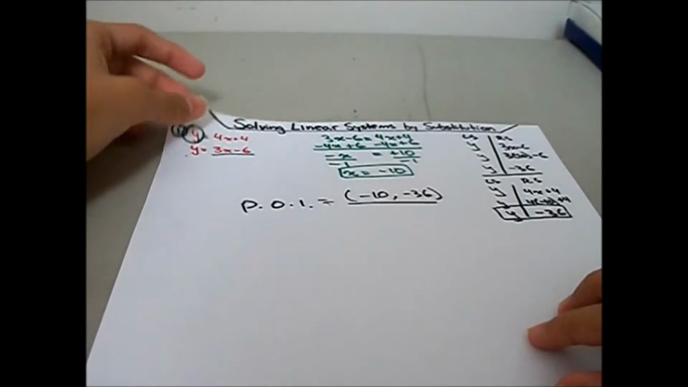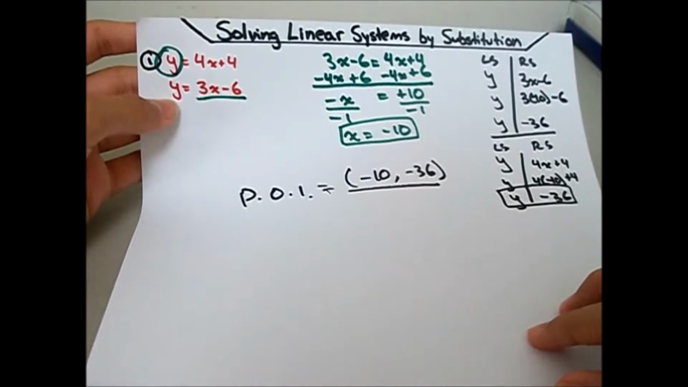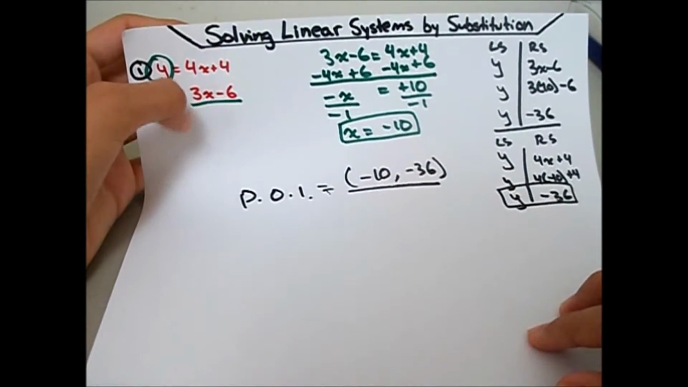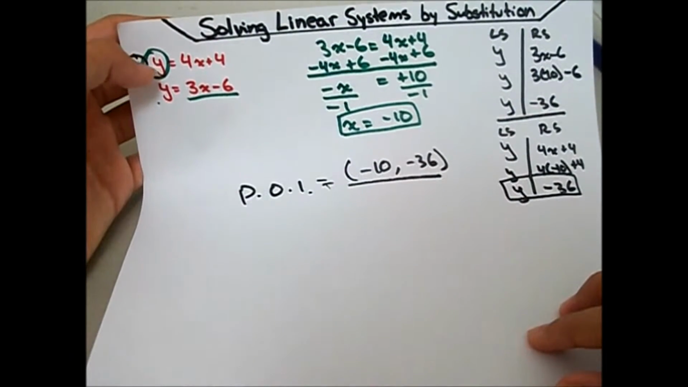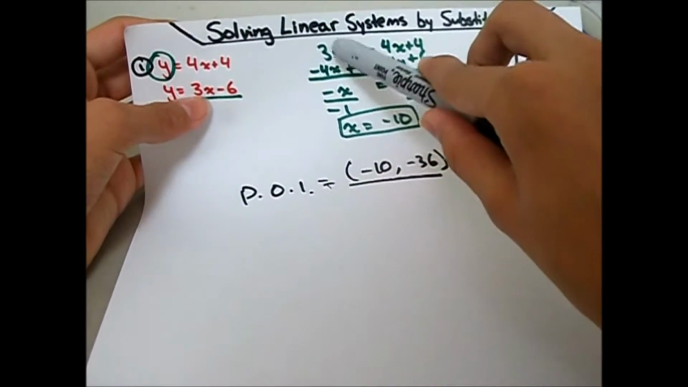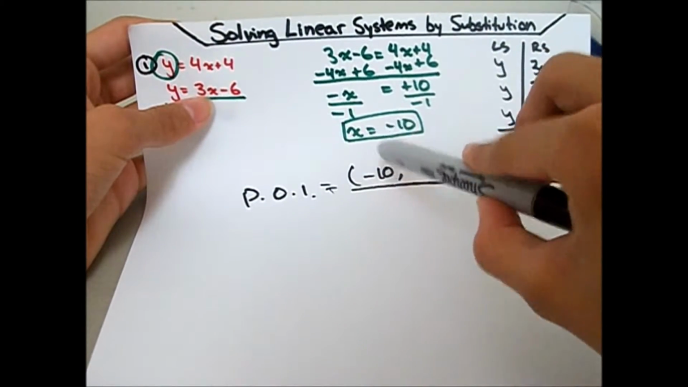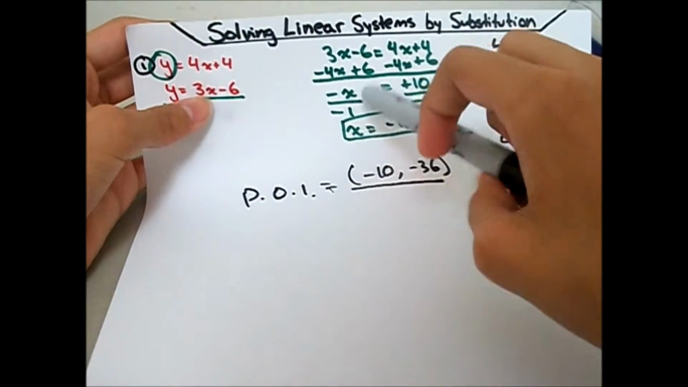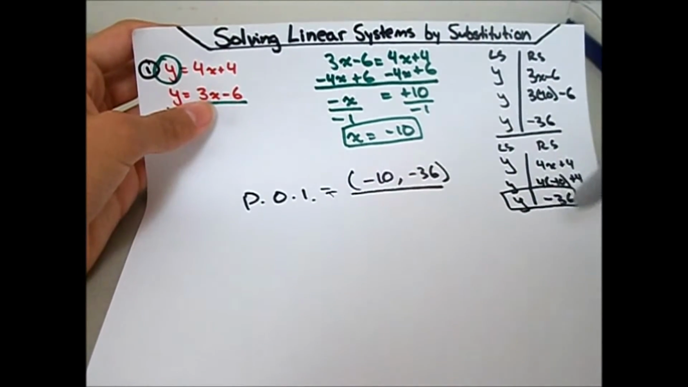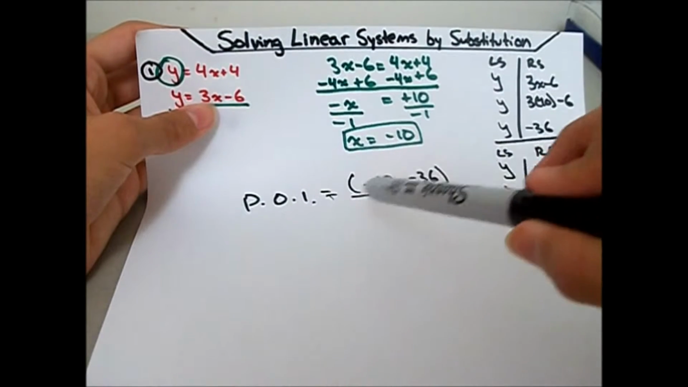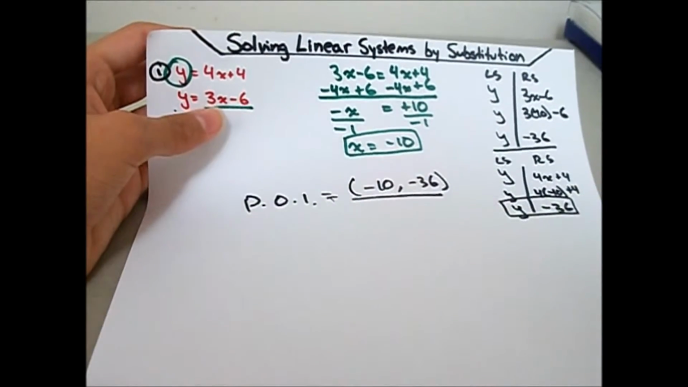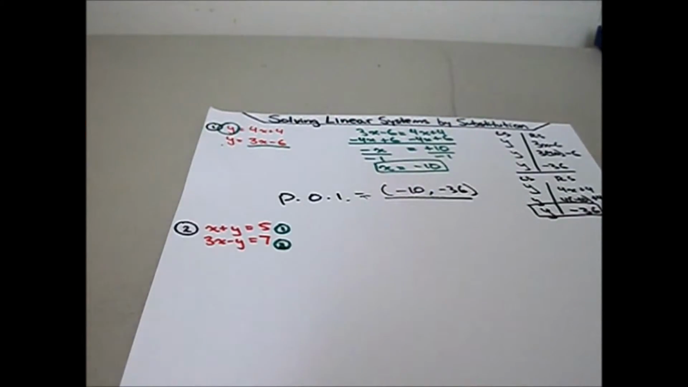So let me just go back to what happened here. So we knew that y was equal to 3x minus 6, which is why we plugged in 3x minus 6 for y here. And then once we got this, we rearranged the variables and we found the value of x. We checked and we got y equals negative 36, and our point of intersection was known to be negative 10, comma, negative 36. Let's try a more complex problem.